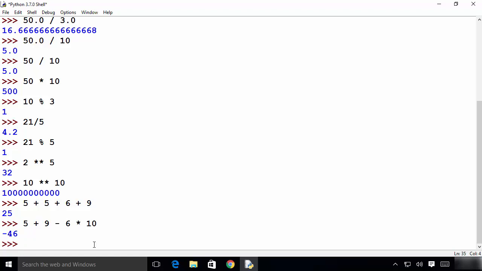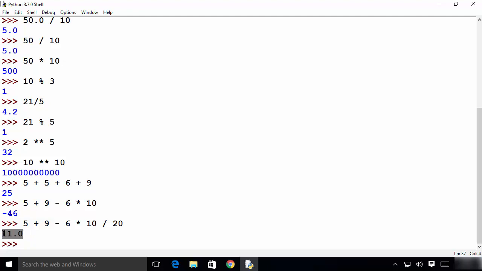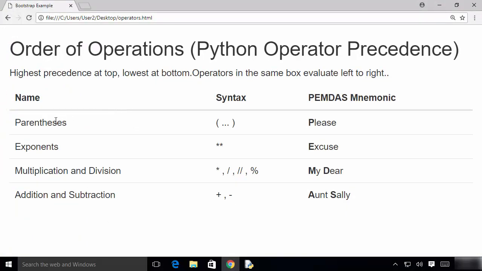Now there is one question which may arise here. For example, once again I'm going to do 5 plus 9 minus 6 multiplied by 10 and divided by 20 and press enter. It's going to give me this value, but how is this value calculated? What operation is executed first? Is the multiplication done first, or is the division done first, or did the addition take place first, or the subtraction? So I have this table, and here you can see the precedence of these operators.